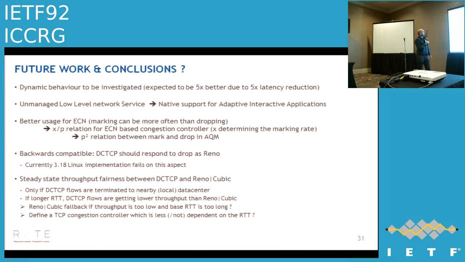Maybe some future work and conclusions. Preliminary conclusions, let's say. So we still have to investigate the dynamic behavior. Qualitatively, we saw a lot of improvements, so we want to quantify that and do some experiments based on that. So we have achieved, I could say, an unmanaged low-level network. So everybody can be fair, use the same throughput, have low latency, and we have a native support for adaptive applications. We have a better use for ECN. We can do more often marking than dropping. We also want to plead for this 1/T relation because it gives, first of all, faster feedback to the application.